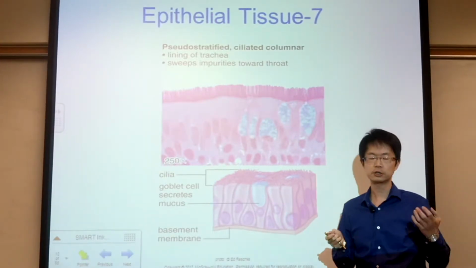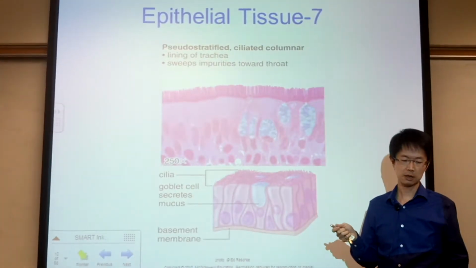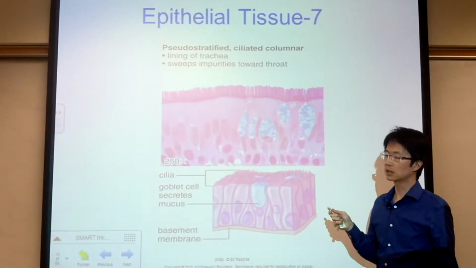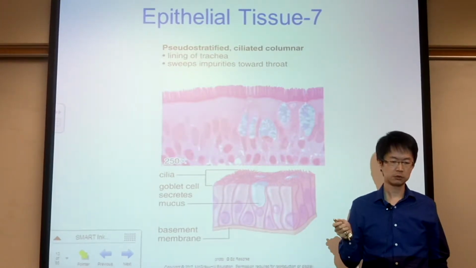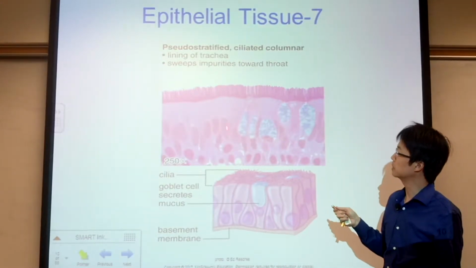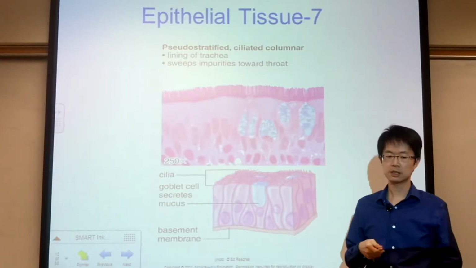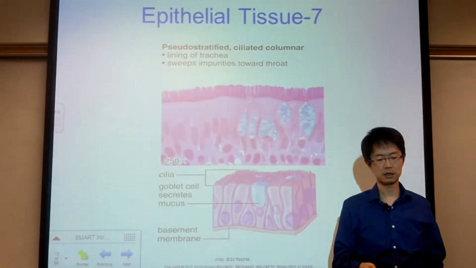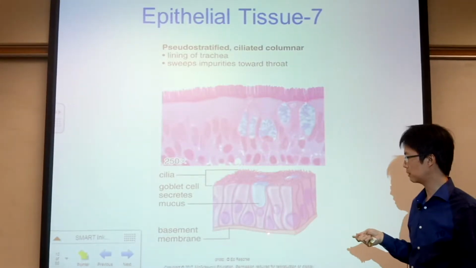And the mucus can trap the dust or microbes or bacteria in the trachea so that the cilia can move the mucus out so that we can cough it out. So that's why this pseudostratified ciliated columnar epithelium lines the trachea. They can serve as a barrier, as a first line of defense, and they also attach to the basal membrane.